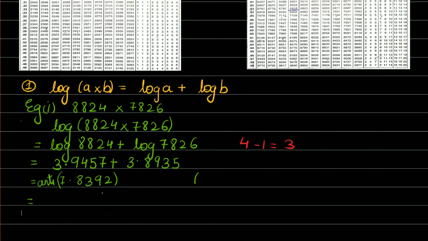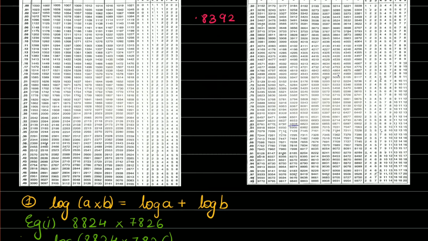Check the anti-log after the point. This is only for your reference, just to remember: always check the anti-log after the point. So after the point, the value is 8392. It is 0.8392. So check this value in this anti-log table.